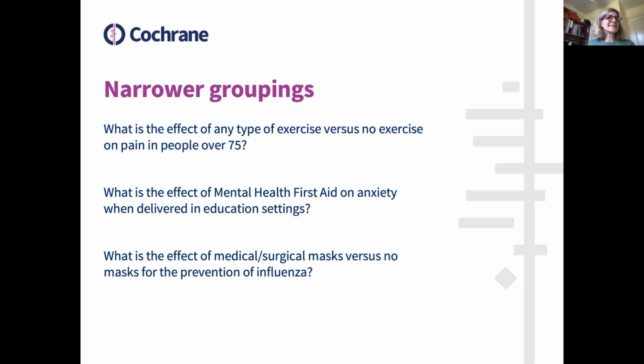And going back to the masks example, you might want to look at masks versus no masks, but you might want to focus in on the outcome, which is prevention of influenza. So you're keeping your fairly broad categories of intervention and comparison, but you're looking at a very narrow outcome, which is just influenza as opposed to all viral illnesses.